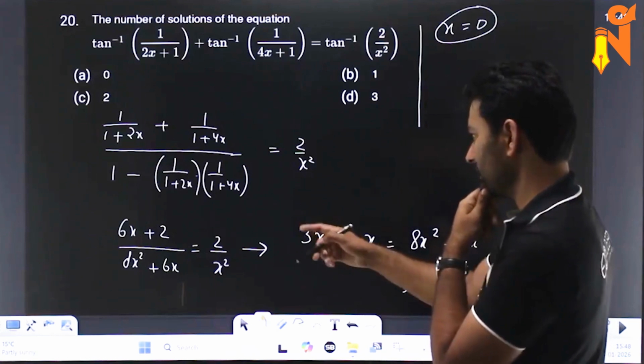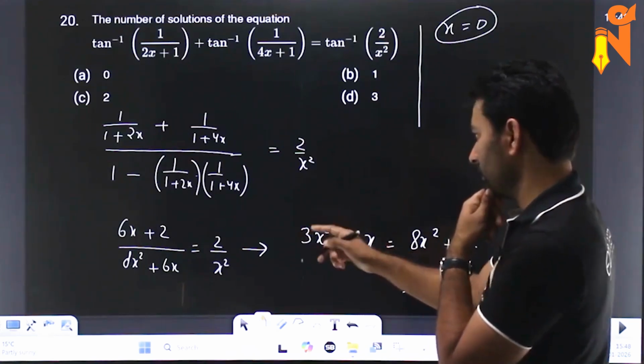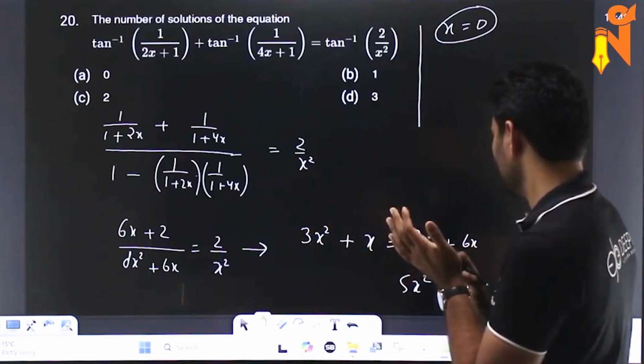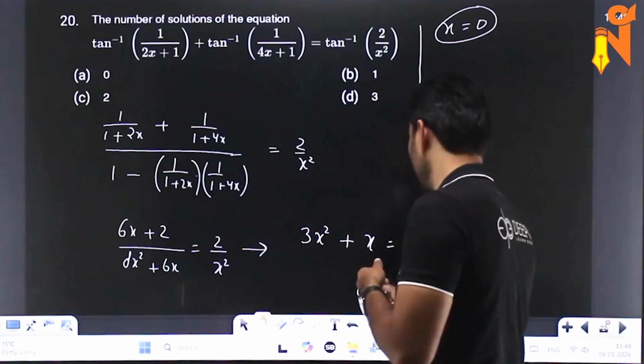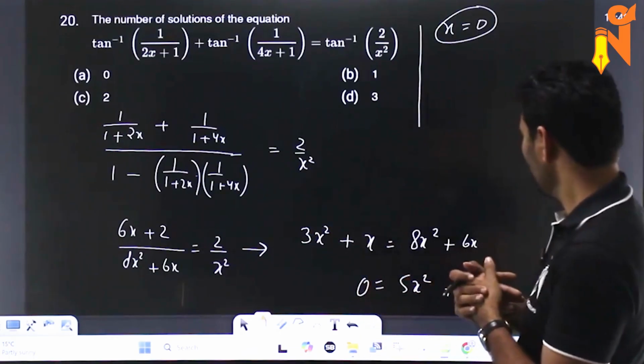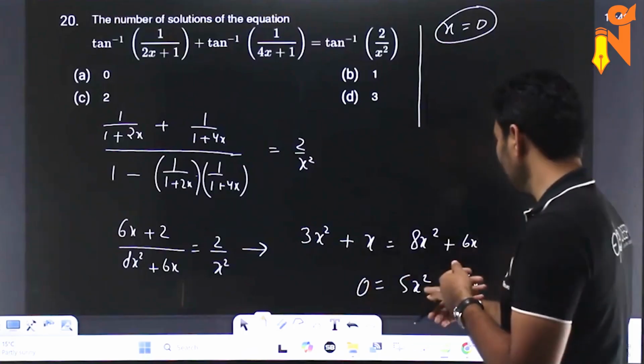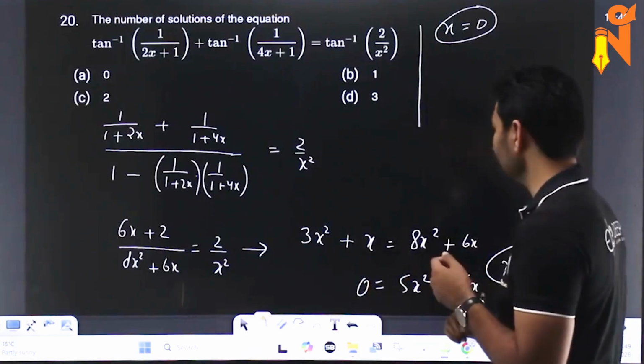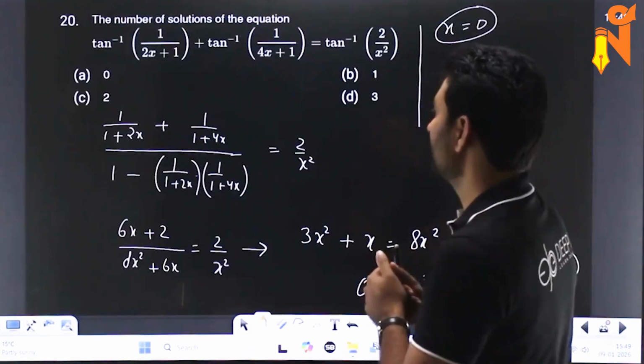5x square, 2 will cancel, and 3x plus 1. Okay, so 8 over 6x. Yeah, 5 here, 0 equal to this. I hope this is correct. Okay, whatever. So from here you are getting 0, x equal to 0 or minus 1. But why am I getting the wrong answer here?